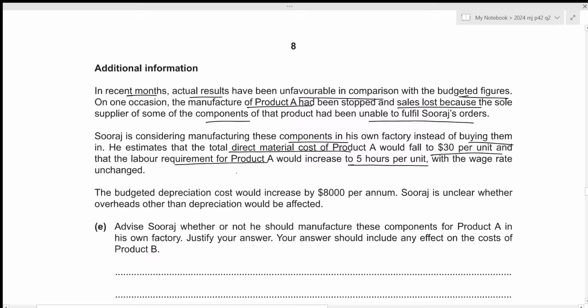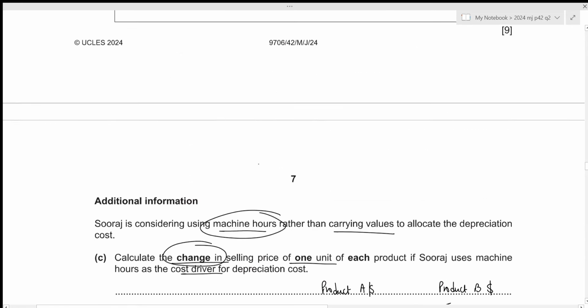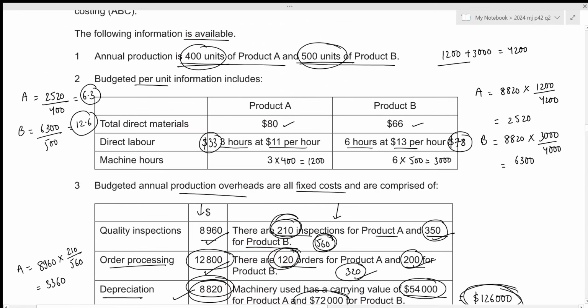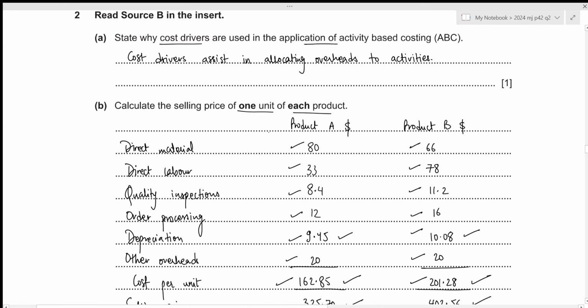So the wage rate is unchanged, 5 hours multiplied by, let's take a look at the wage rate for product A. That was 11 per hour. Let's write it down.